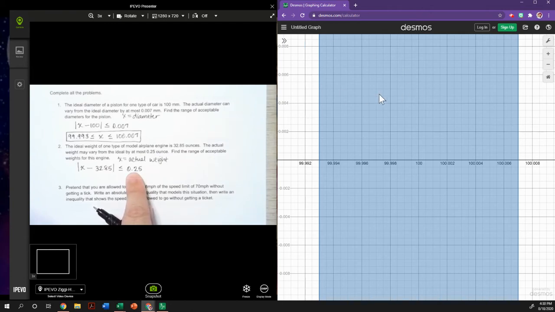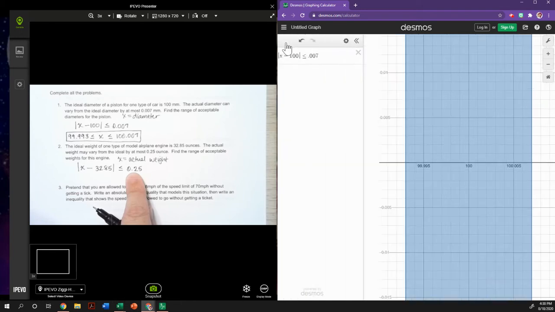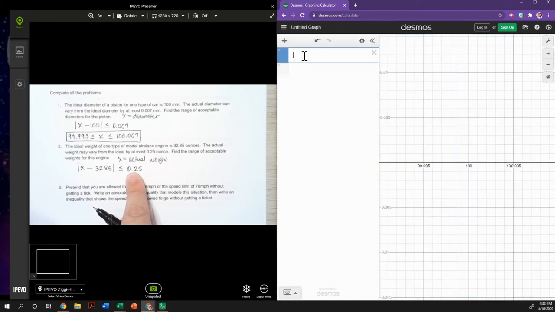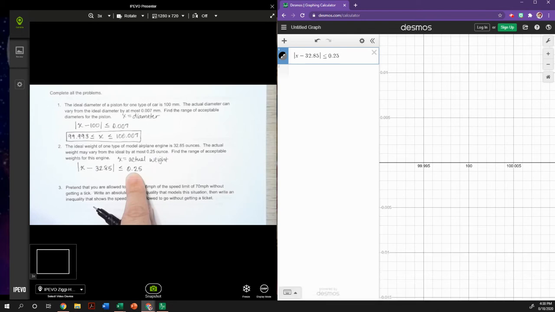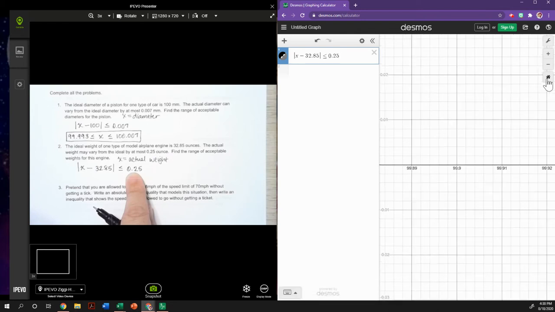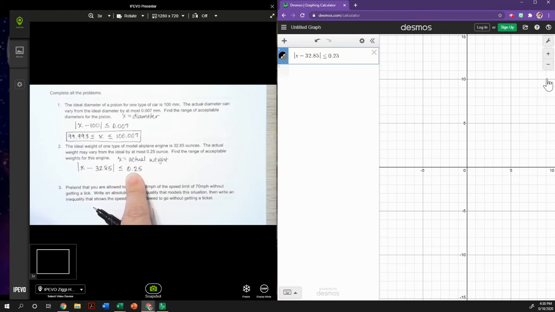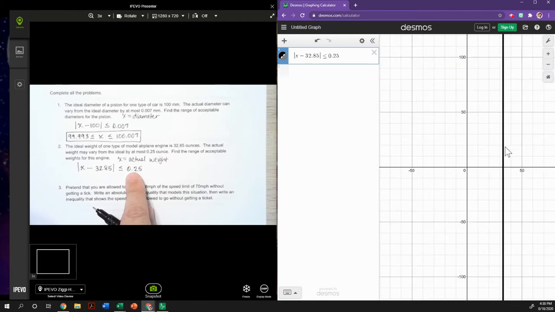Okay, all right, so now if I go back here to Desmos, part of what we're doing too is learning how to troubleshoot Desmos in case we can't see it. All right, so the absolute value of x minus 32.85 less than or equal to 0.25. Okay. All right, now I'm going to click the home button. That's going to send me back to the origin. All right, so again, not seeing my picture. And if I zoom out, oh, there you go. That actually did better than the last one.